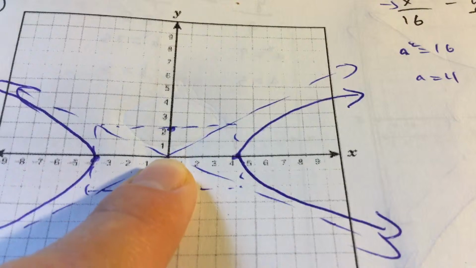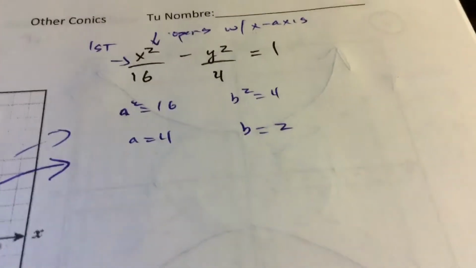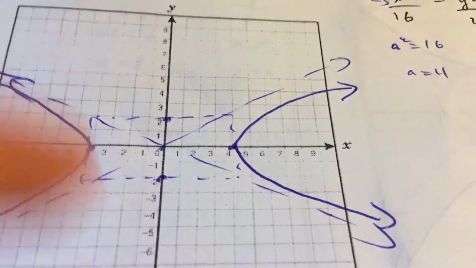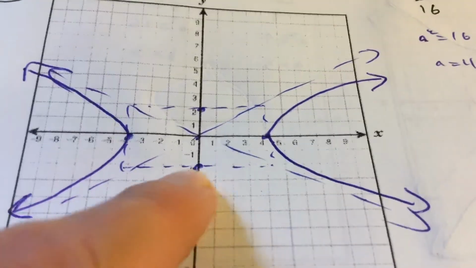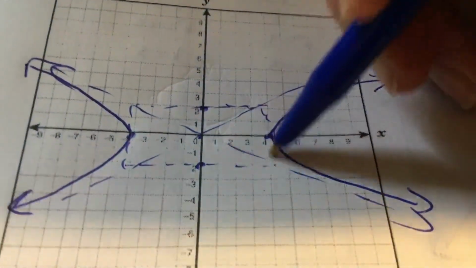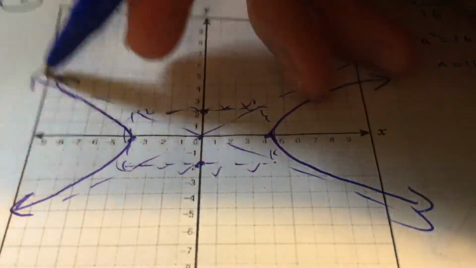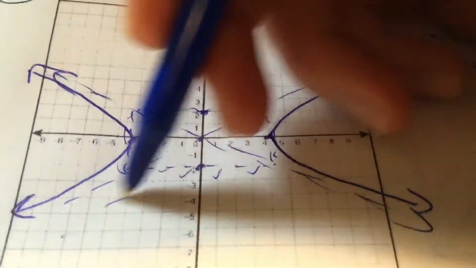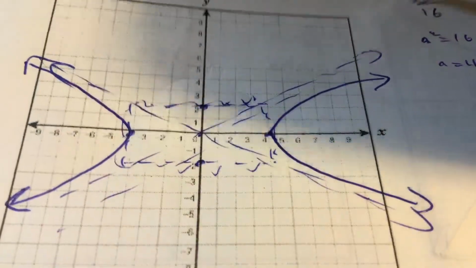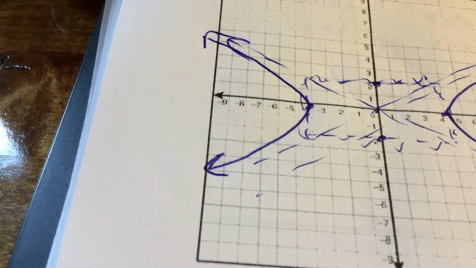Again, this is on the origin here, the yellow vertex. B squared is 4, so B is 2. So on the y-axis, go up 2, down 2. Make a dotted rectangular box around that. Then your asymptotes go through the origin in this case. Because x is first, it's going to open up along the x-axis. All right, so that one was graphed.